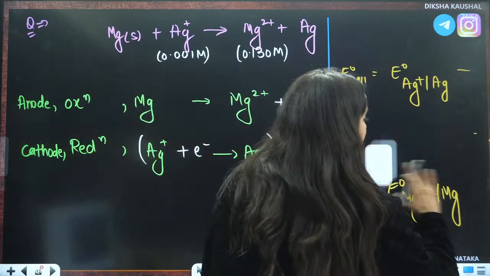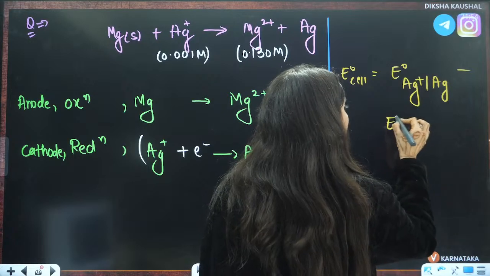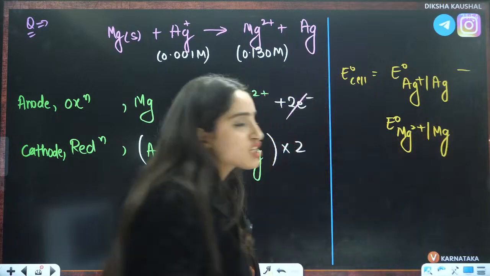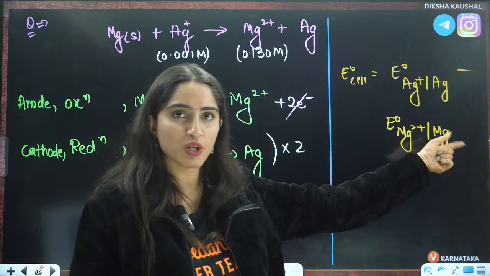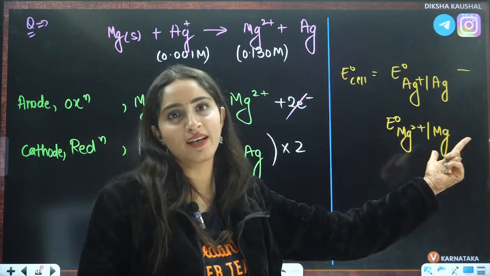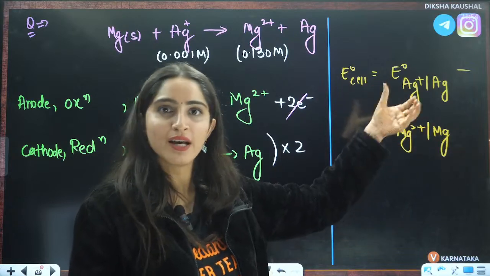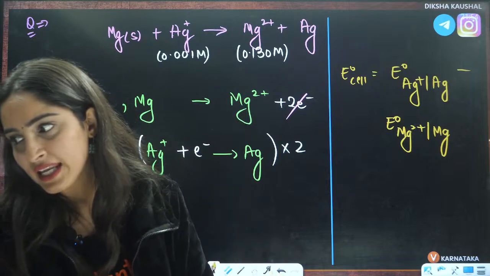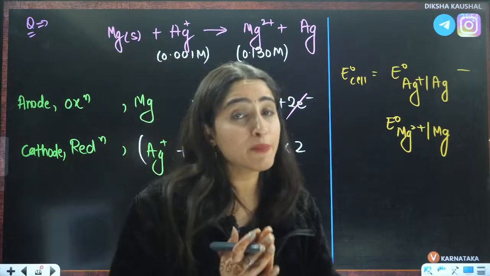So the answer will be E naught of Mg2 positive to Mg. By chance, if they have given you Mg to Mg2 positive, just change the sign, the opposite sign, add a minus to it, and you will get your answer. Is that clear? Very good. Is there any problem till now?